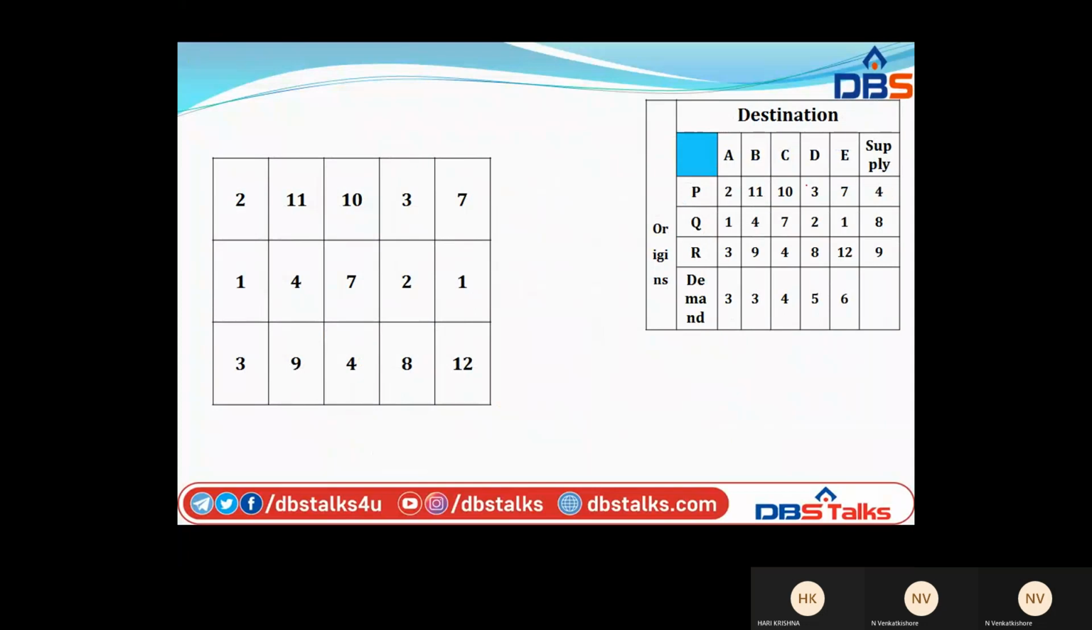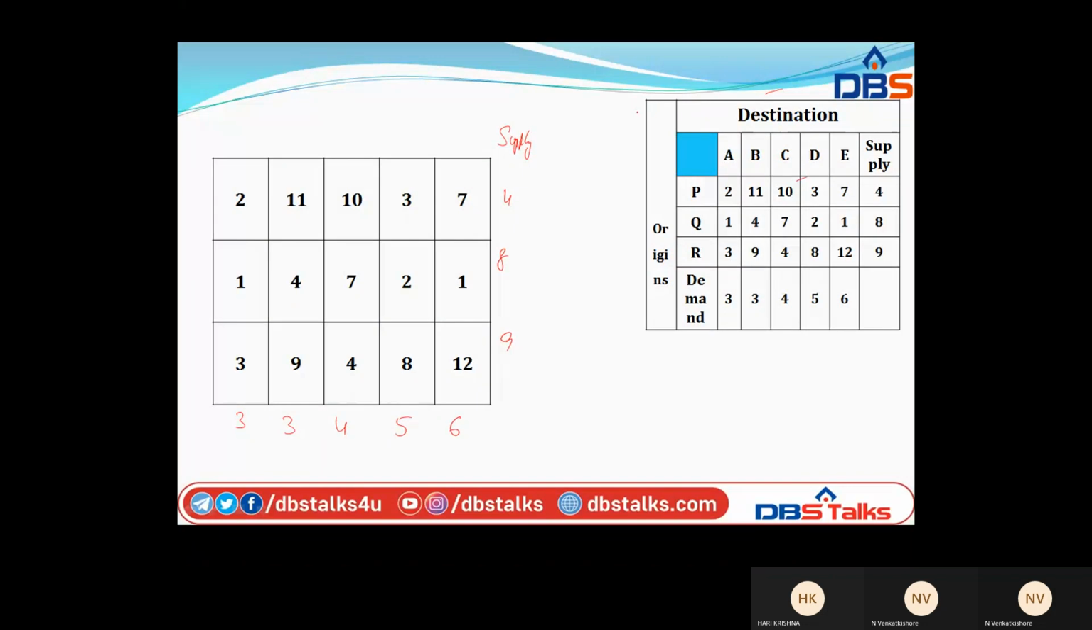For the given problem, this is the problem we are having. From P, Q, R, these are all called origins, to destinations A, B, C, D, E. So P, Q, R are the different companies or factories, and A, B, C, D, E are the cities. Coming to the problem for Vogel's approximation, this is called the supply, 4, 8, 9, and this is the demand.